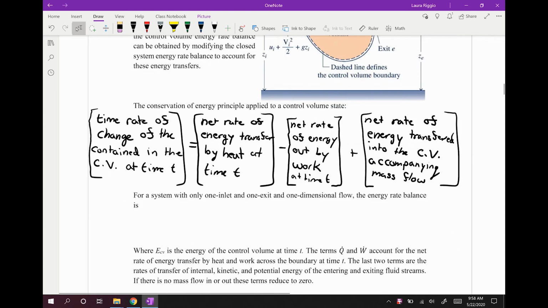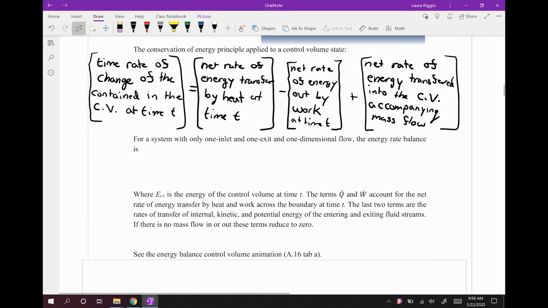The conservation of energy for a control volume or an open system states that the time rate of change of the energy contained within the control volume is equal to the net rate of energy transfer out by heat minus the net rate of energy transfer out by work plus the net rate of energy transferred into the control volume accompanying mass flow.